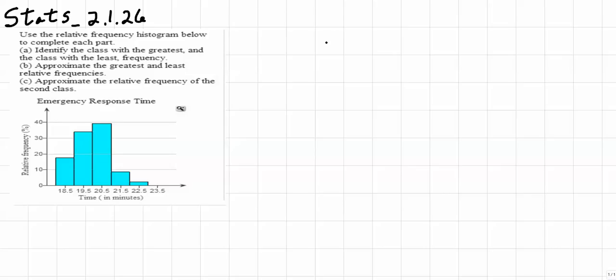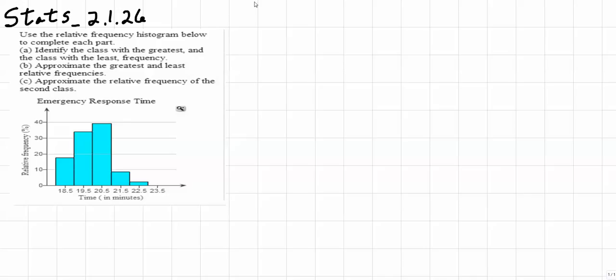Use the relative frequency histogram below to complete each part. A. Identify the class with the greatest and the class with the least frequency. B. Approximate the greatest and least relative frequencies. C. Approximate the relative frequency of the second class.